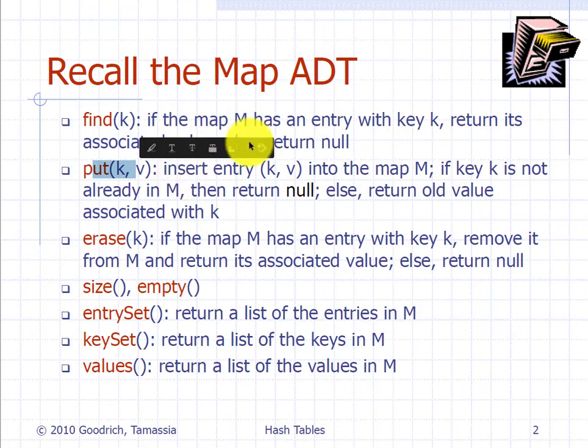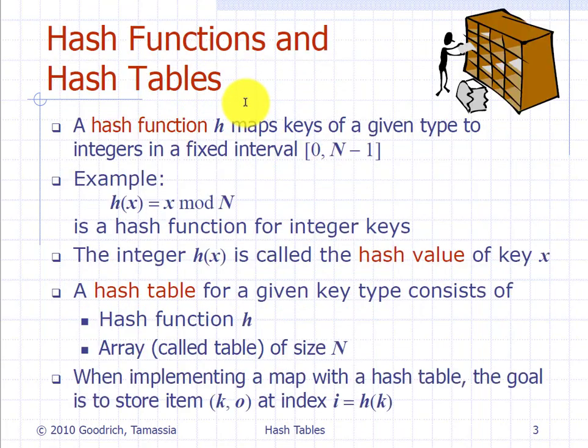So one way of designing a map is using hash tables. We spoke about implementing a map using a linked list, using an array. But today, in this lecture, we will talk about hash tables. So what are hash tables?